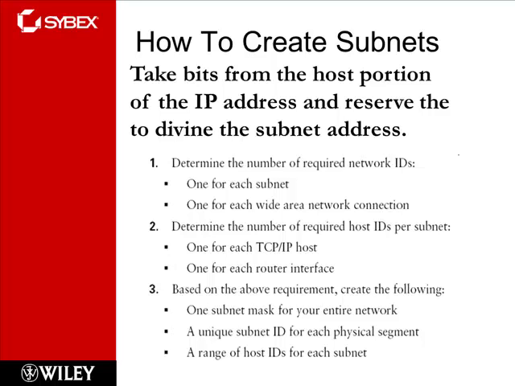They're always going to have to be that number. The number of required host IDs per subnet. The first step says required network IDs, and then the required hosts per subnet. You've got to know one or the other, and you don't necessarily have to know the number of subnets to start with. You may need the number of hosts. If we need 120 hosts, then we know how many host bits we need. That's kind of where the variable length comes in. Based on the above, create the following: one subnet mask for your entire network, and a unique subnet ID for each physical segment.